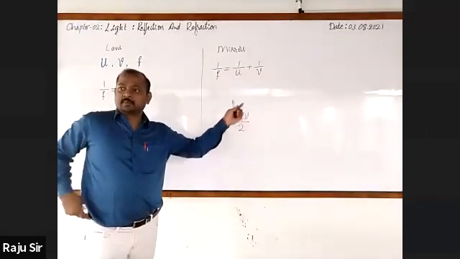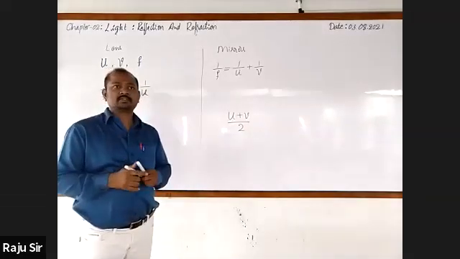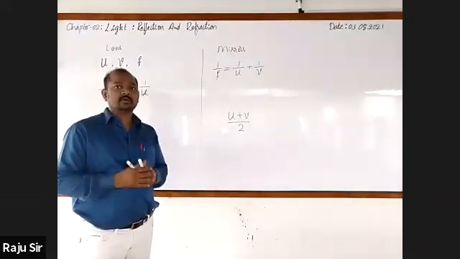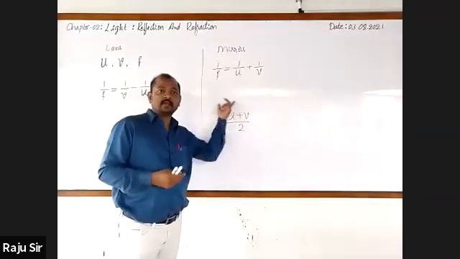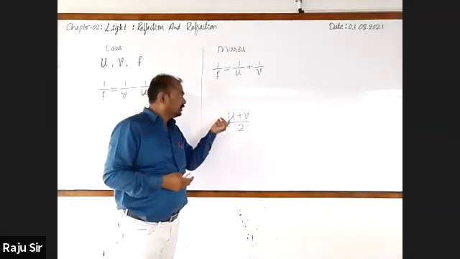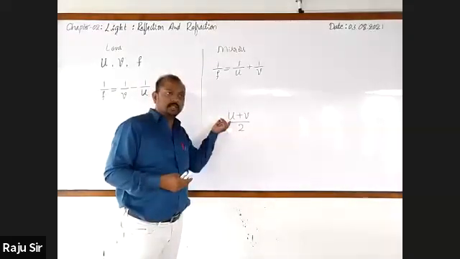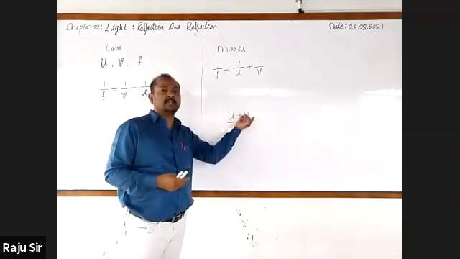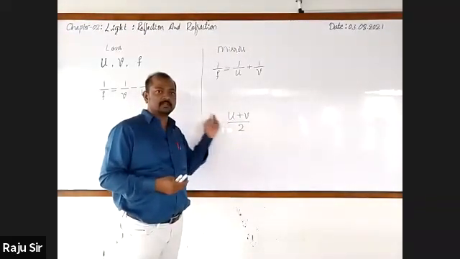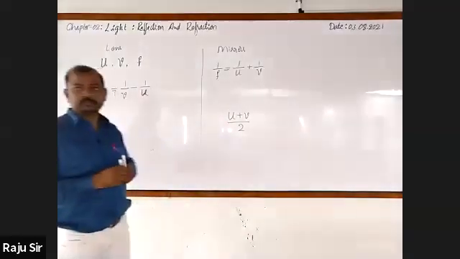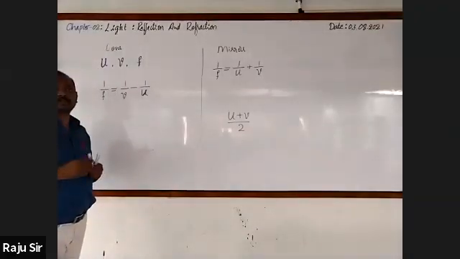Average velocity is total distance divided by total time. If you know the initial speed and final speed, then you can find the average velocity by using (u plus v) by 2. Similarly, you are also familiar with the formula to find acceleration.